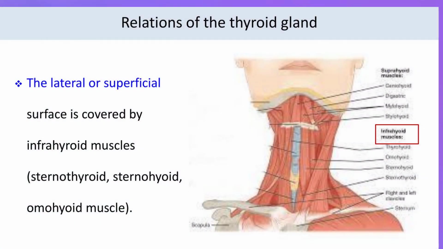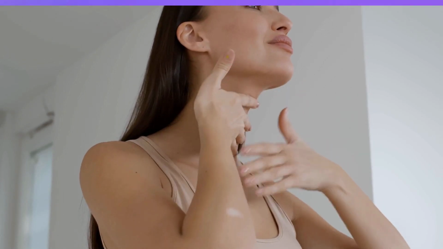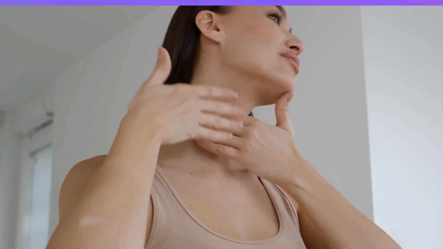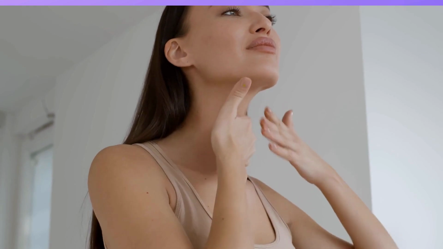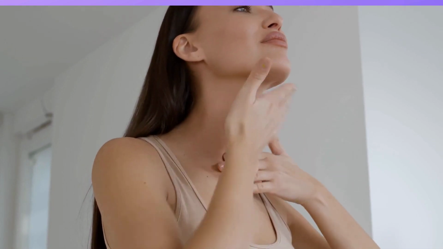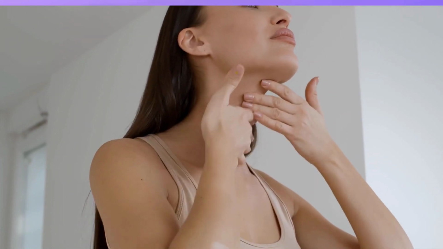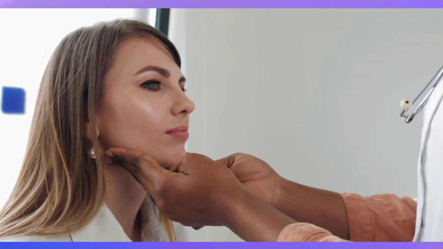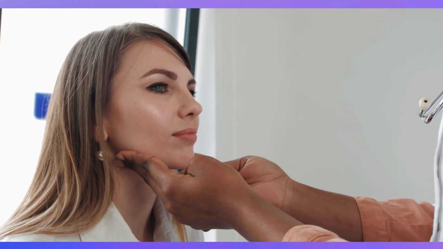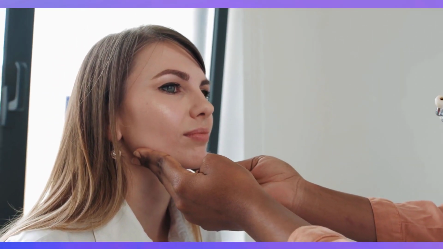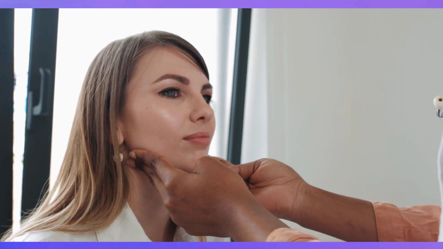The lateral or superficial surface of the thyroid gland is primarily covered by the infrahyoid muscles. These muscles include the sternothyroid, sternohyoid, and omohyoid muscles. These muscles form a protective layer over the gland and are important landmarks during surgical approaches to the thyroid. Their presence influences the palpation of the gland and can affect the presentation of thyroid swelling.